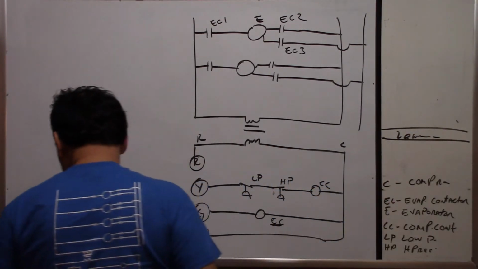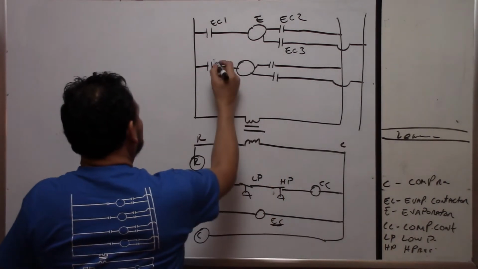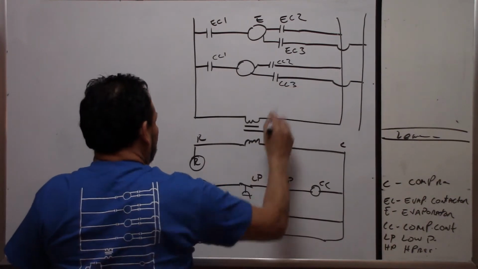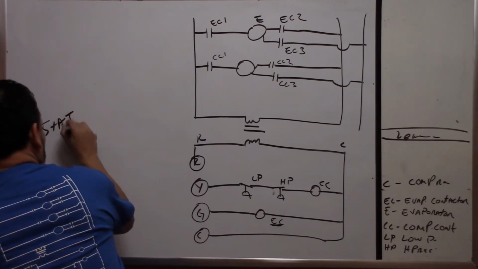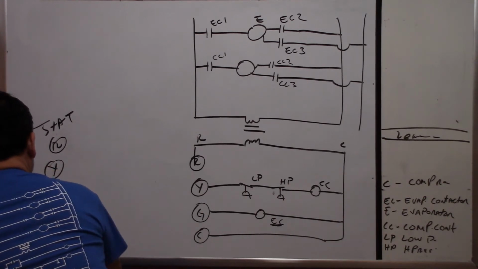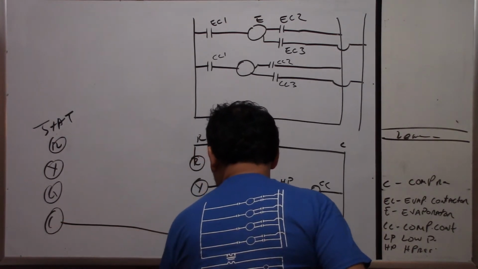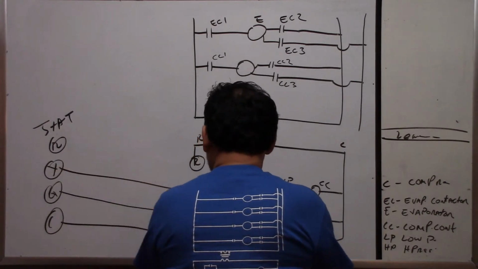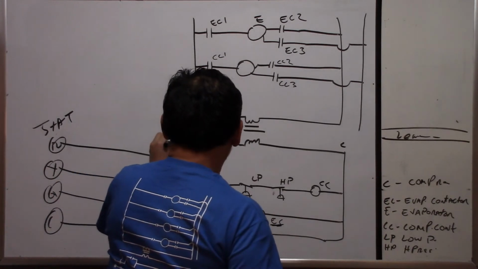Okay, so now, like I was talking before, we have CC, CC1, CC2, CC3. Now over here we have the stat. If you can remember here, R, Y, G, and common. Now you have common here, we have G here, Y1 here, and then you have the R. Okay, stat. This is your terminal strip.